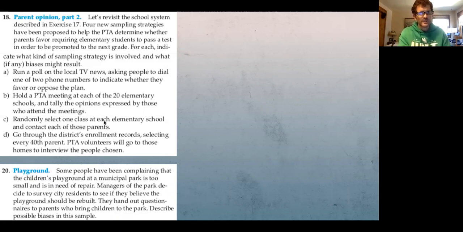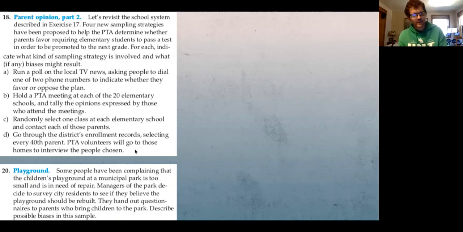Randomly select one class at each elementary school and contact each of those parents. So this would be an example of cluster sampling, and you assume that the parents of one classroom wouldn't be significantly different from any other classroom's parents. So the key thing is just make sure how you contact those parents. You're getting the full sample or close to it. Otherwise, you could be getting some non-response bias. Okay, and what I mean by that, just to clarify, is if you have like X number of parents in your sample, but only 50% of them participate, then you get non-response.